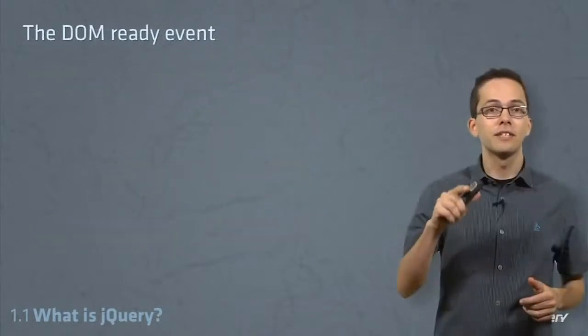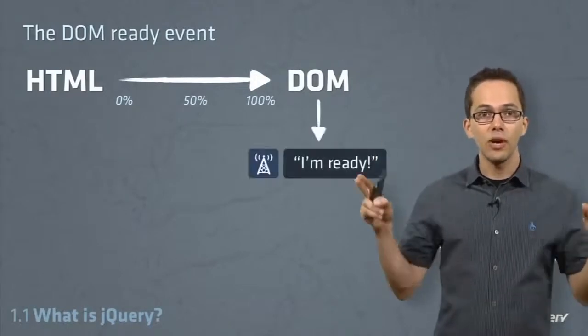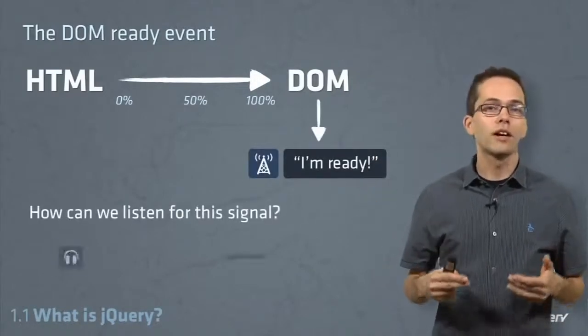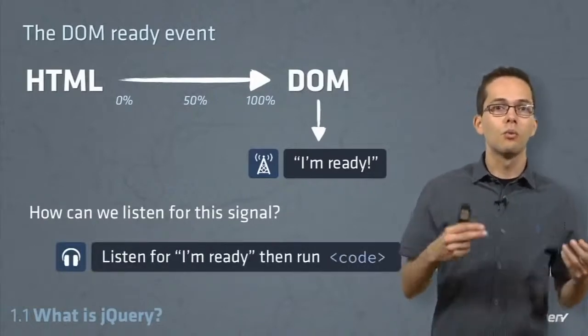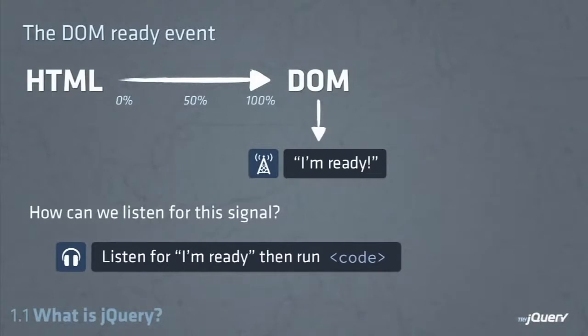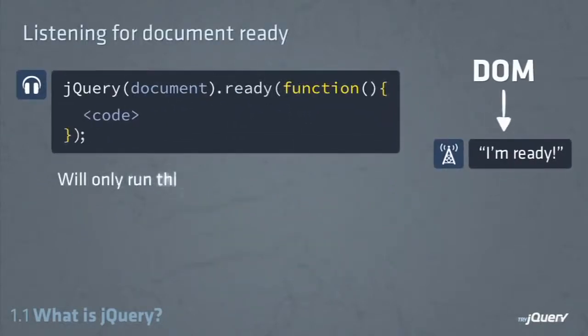It turns out that when the DOM is finished loading, it triggers an event. It says, "I'm ready." So we need to be listening for that signal, and we only want our jQuery code to run once that DOM ready event has been triggered. The code looks something like this. We write jQuery document ready, and then we have a function. And anything inside of that function is only going to get run once the document is ready.